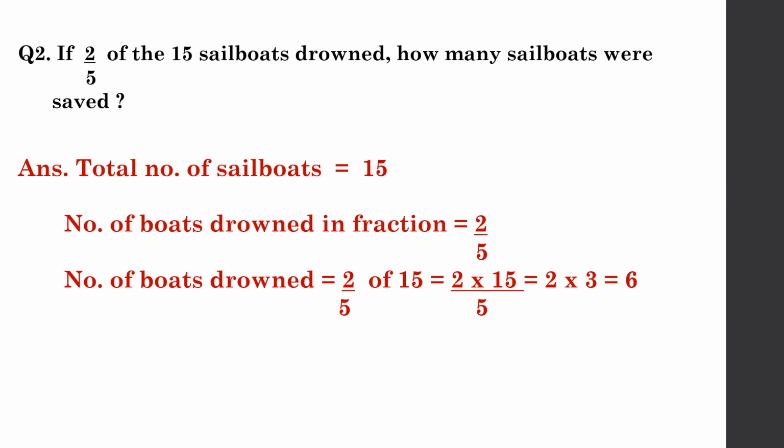Now you have to tell how many boats were saved. So the total boats were 15, then you have to reduce the drowned boats from it, that means subtract it. So 15 minus 6 is 9. So 9 boats were saved.